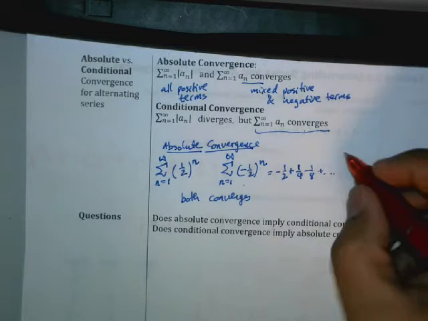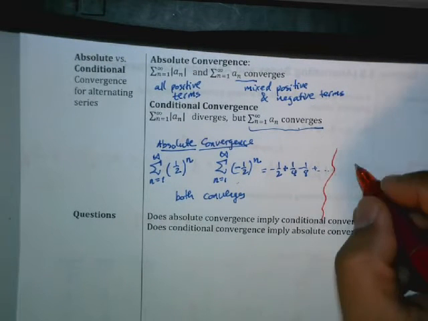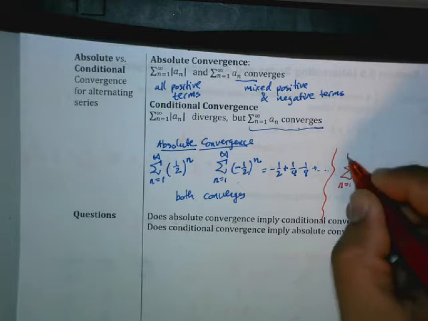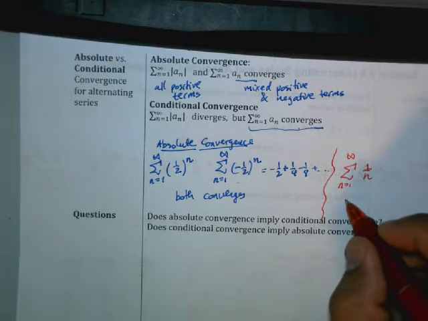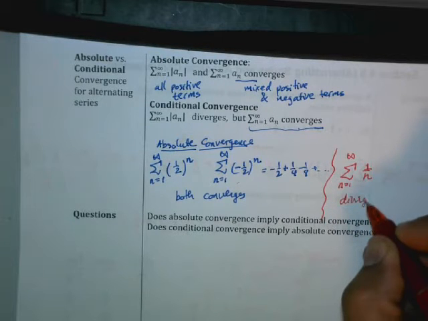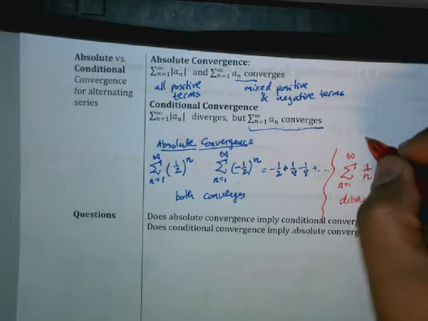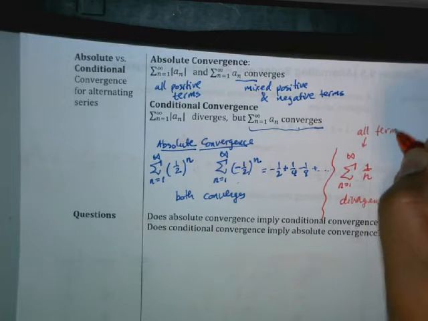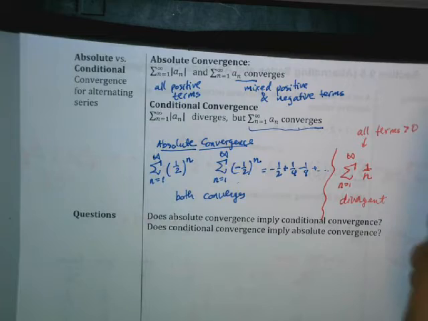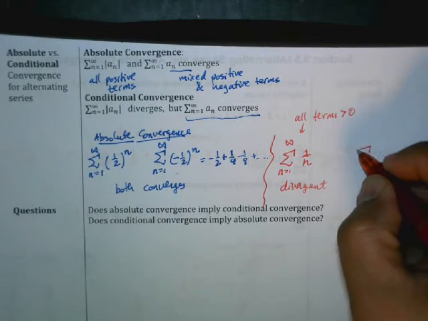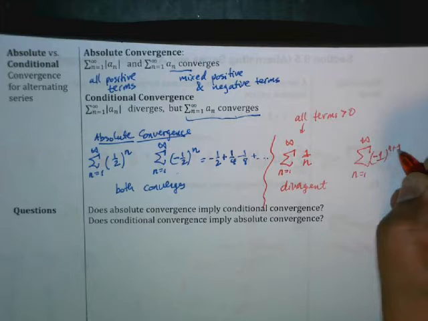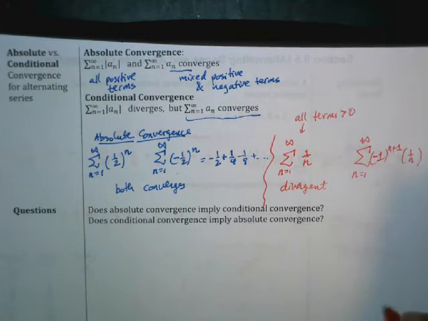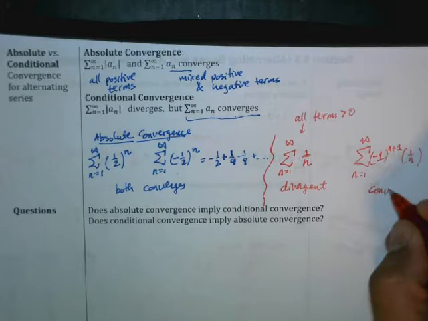Now consider conditional convergence, and we've seen examples of this as well. So if you consider this series, the sum from n equals 1 to infinity of 1 over n, this is nothing more than the harmonic series. This we know is divergent. So this series, where all terms are positive, is divergent, but its alternating series, which we talked about in the last video, is convergent.